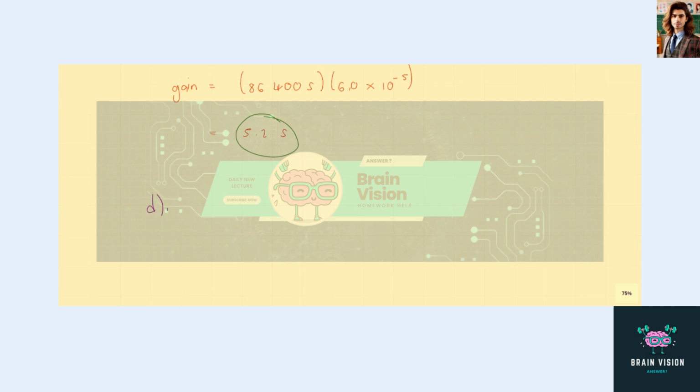Now lastly, for part D, we want to know how we can control the temperature to prevent the clock from losing or gaining more than a second a day. So we know delta tau over tau is equal to a half alpha delta T. And so delta tau over tau is 1 second divided by 86,400 seconds.